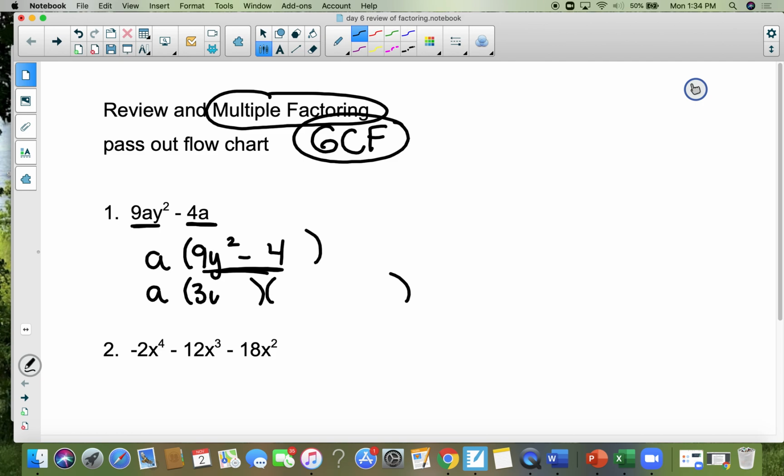This is going to be 3y. This is going to be 3y. This is going to be a 2. This is going to be a 2. And this is a plus. And this is a minus. And you are done.